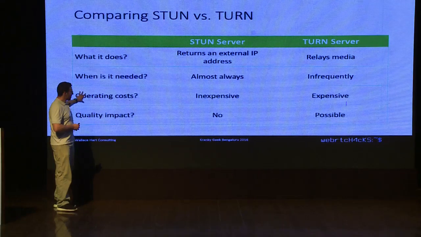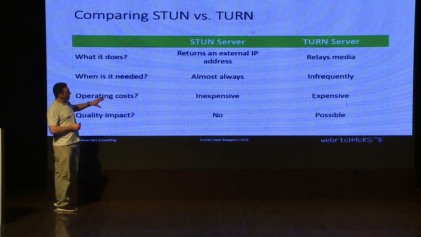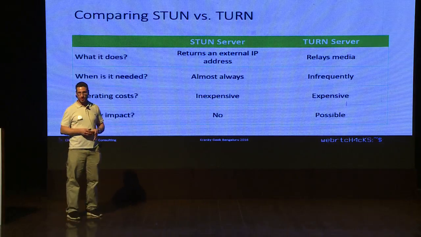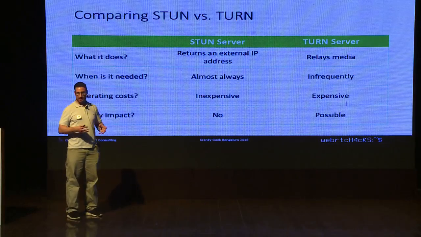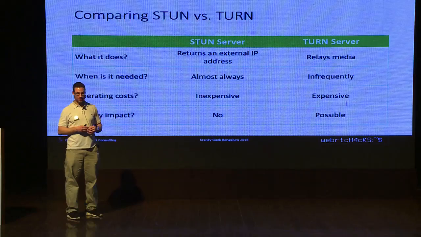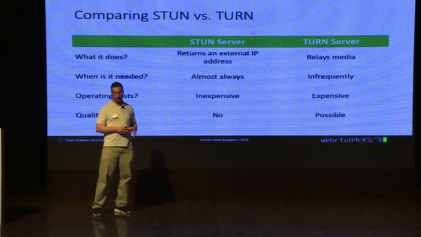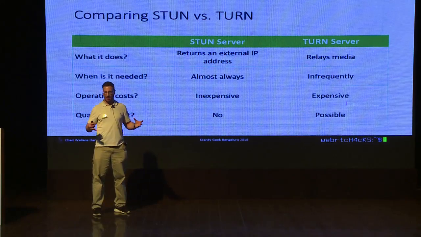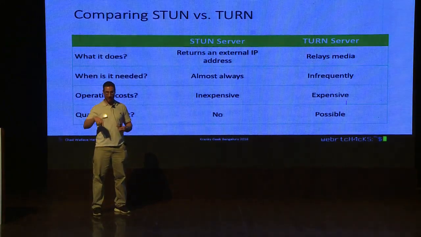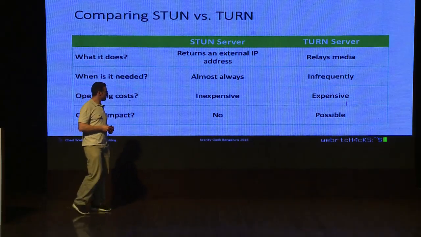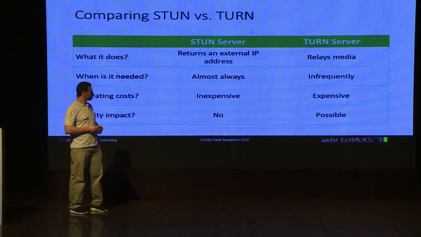But some of the challenges here are the costs of these, right? The STUN server is actually very inexpensive to operate. In fact, you can use Google's STUN server for free. It doesn't do a whole lot other than just return an IP address. The more complex, more expensive one is the TURN server, right? And the TURN server sucks up a lot of bandwidth, because it's actually relaying all that media, and bandwidth costs money. So it's much more expensive to operate.